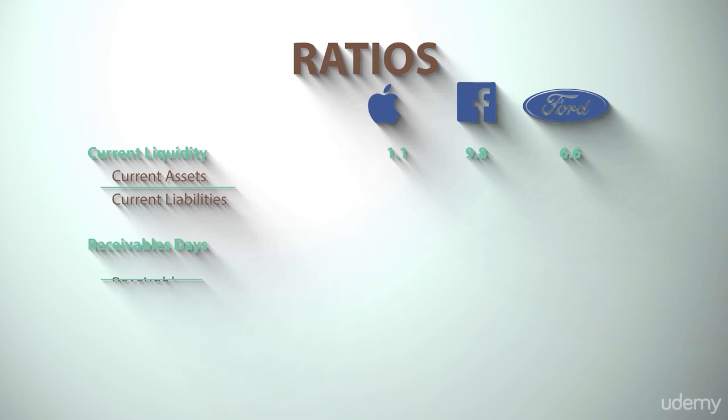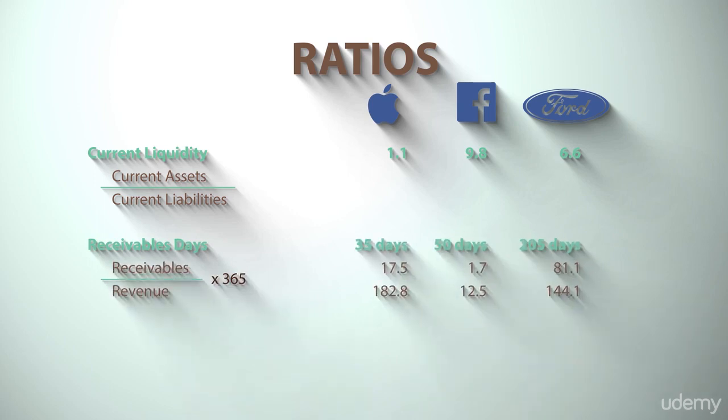Next is receivable days ratio, which shows how many days on average it takes customers to pay us for the products we sold them. This formula is simple. Divide receivables by the revenue and multiply by 365 days.